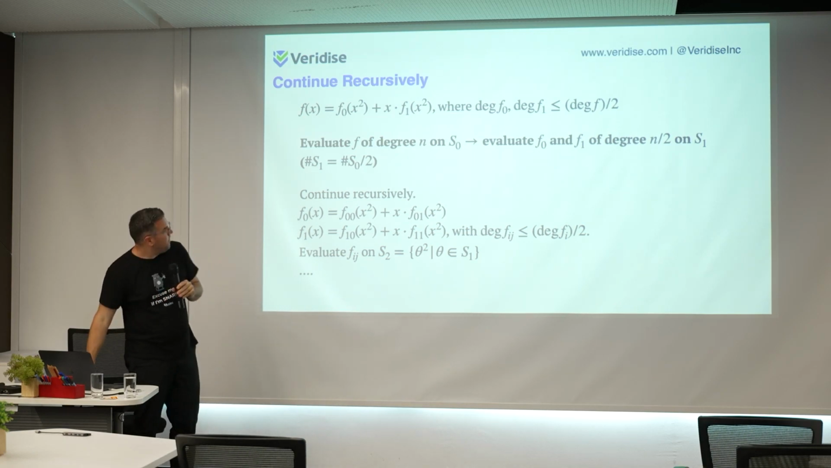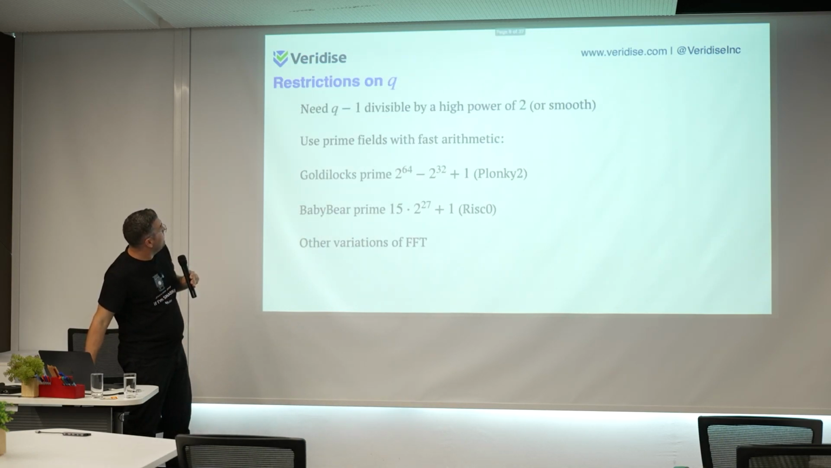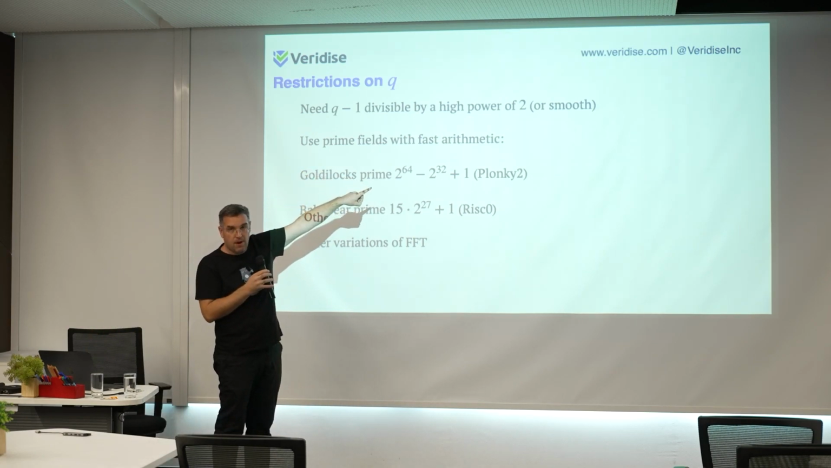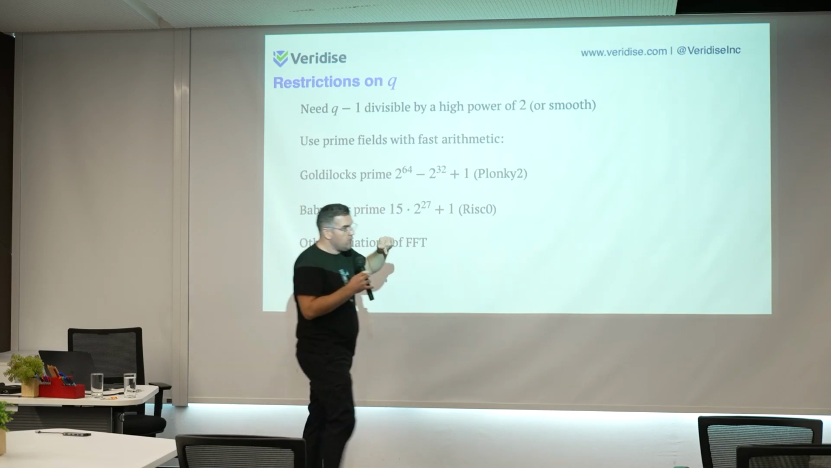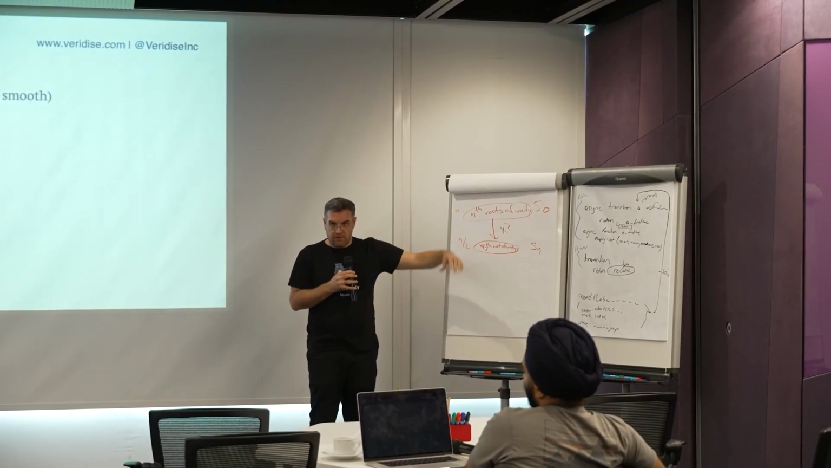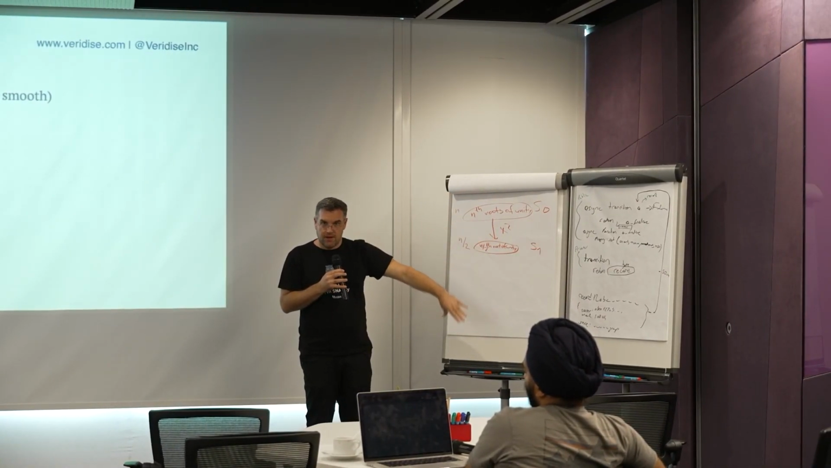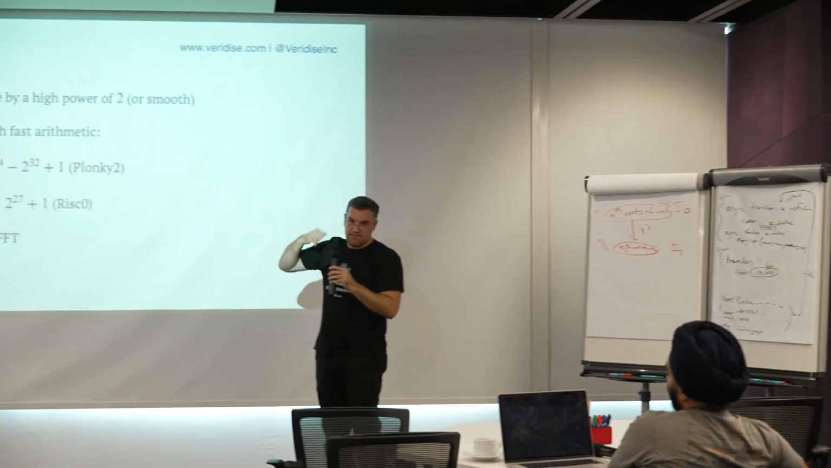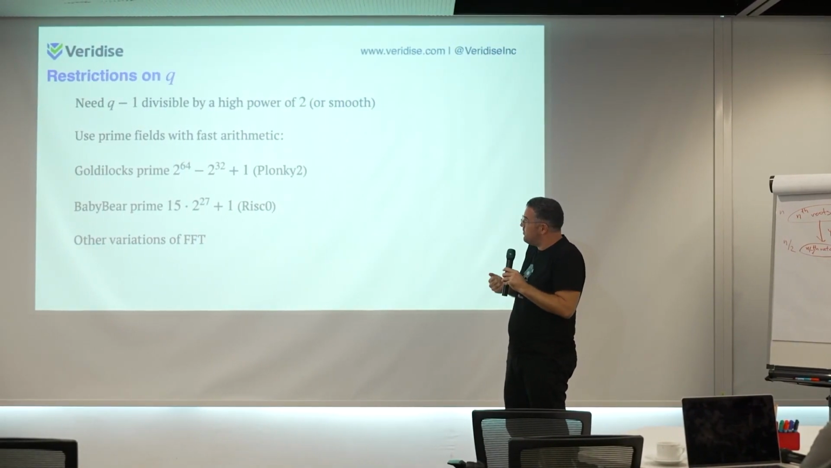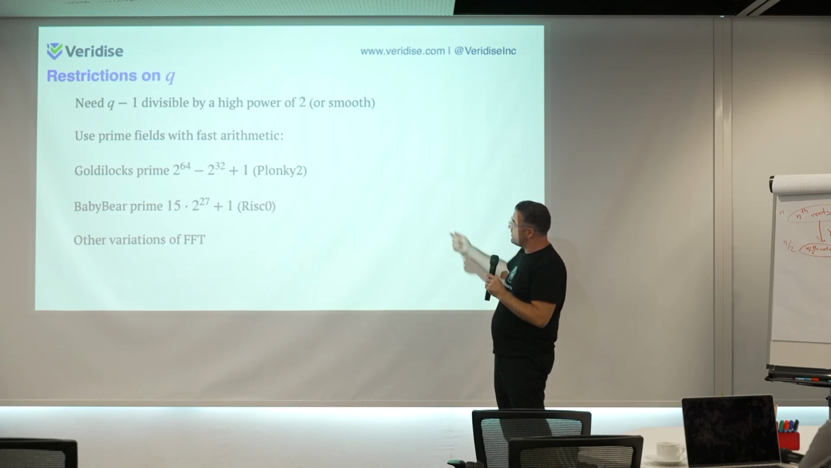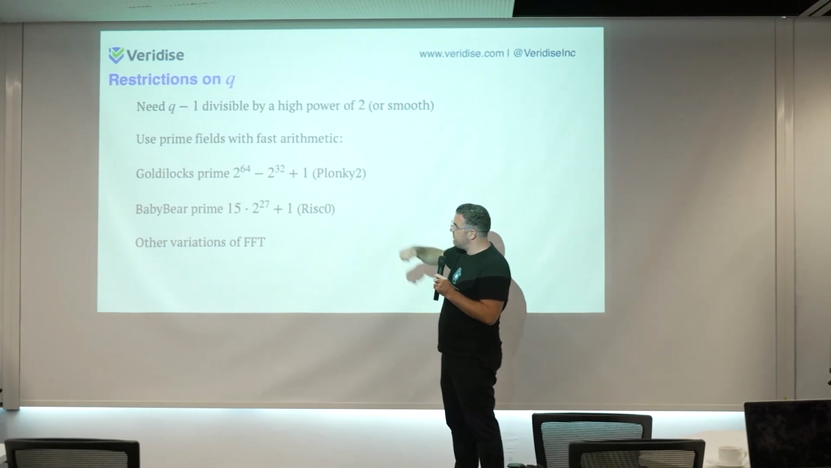Okay, good. But then, as I said, we had this condition that q minus 1 is divisible by a high power of 2. You need this divisibility basically to have the fact that these sets S0, S1, S2, and so on, always get to half the size. To have this phenomenon that your evaluation domain shrinks, you need that q minus 1 is divisible many, many times by 2. And this puts really some restrictions on the field over which you can work. So people started looking for fields such that the size of the field minus 1 is highly divisible by 2.